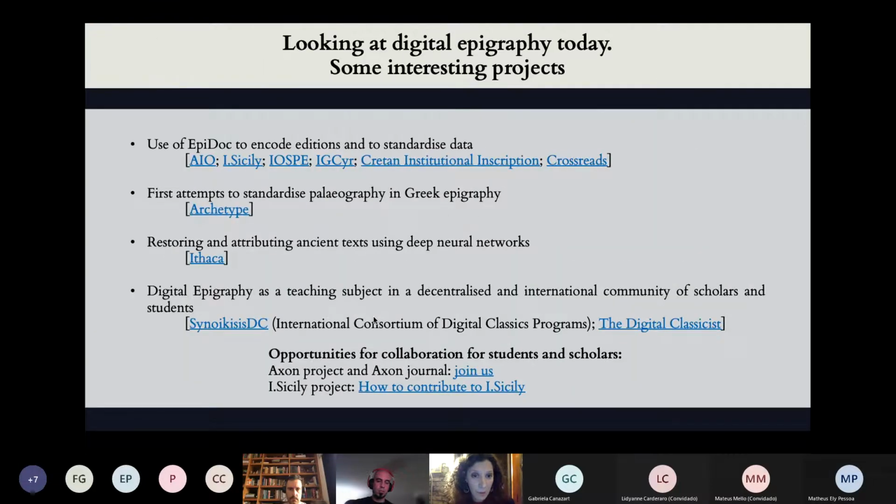And so the last thing I want to say is that digital epigraphy is a kind of new field that is parallel to Greek epigraphy. It's not taught everywhere, but there are very good tools online to learn and to practice. So I put here some links to Synokisis DC and the Digital Classics that are very remarkable projects that are going on today.